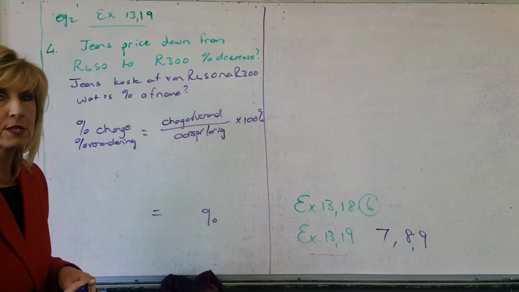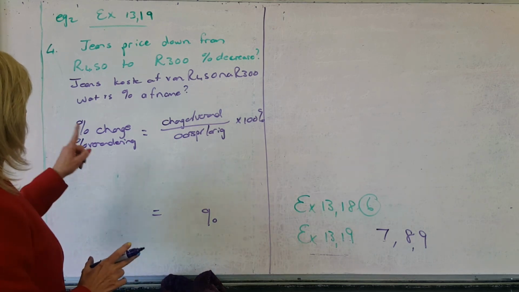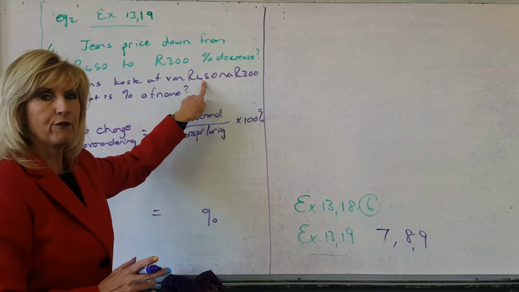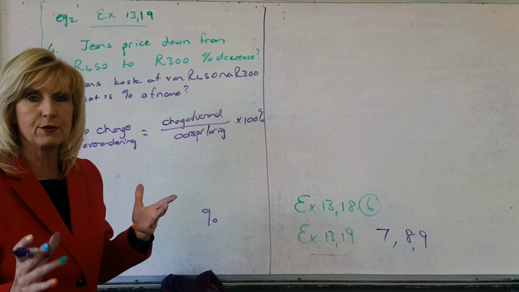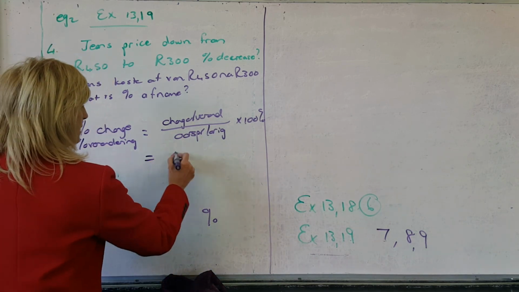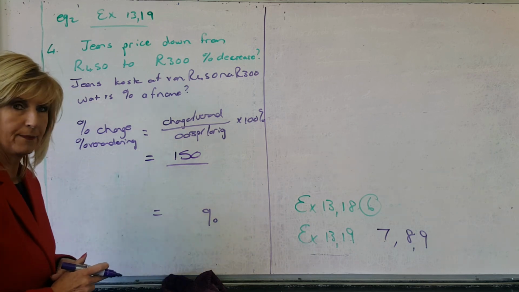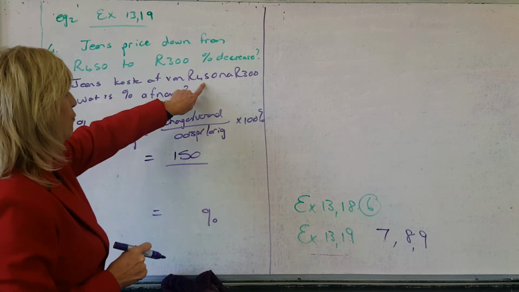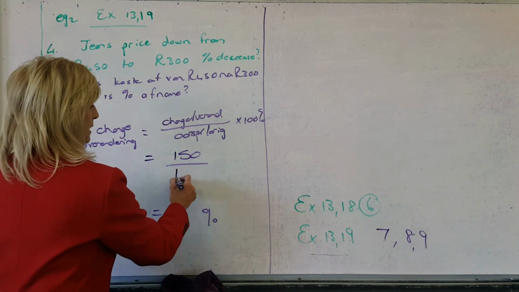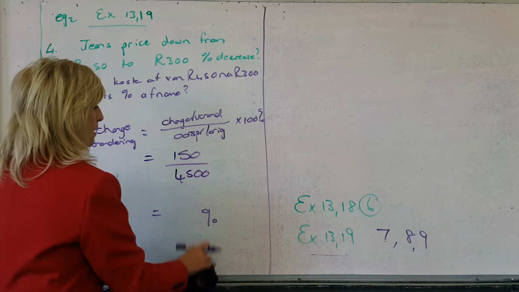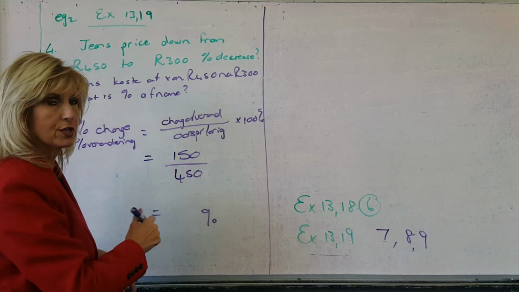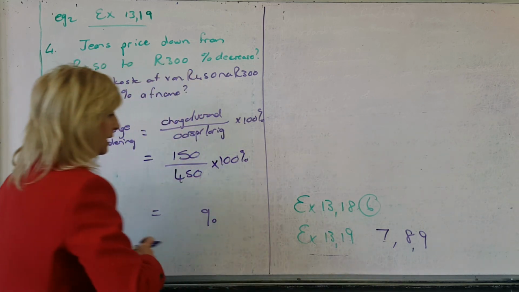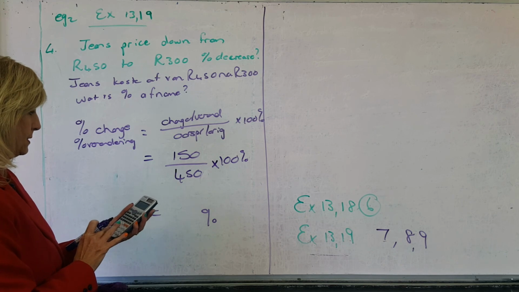So wat 'n persentasie verandering was daar gewees? Goed. So eerstens, wat is die verandering van 450 na 300? What is the change from 450 to 300? There's a 150 rand difference. So dis wat die verandering is. The change is 150. But then the original was 450. It cost originally 450, not 300. Oopsie, 450. That was the original. Still times 100%. And then when you take your calculator and do that, I think it's 33.3%.